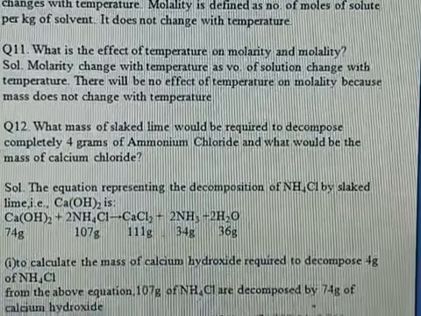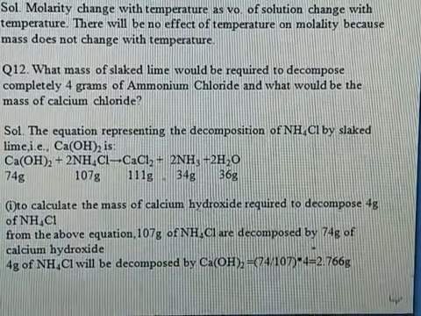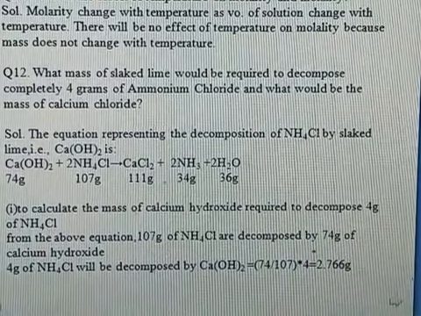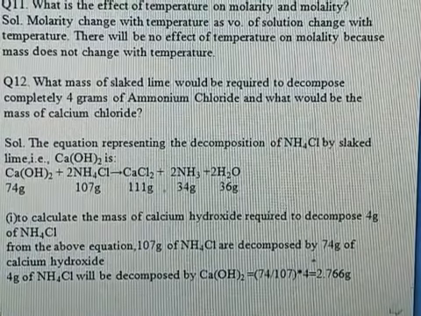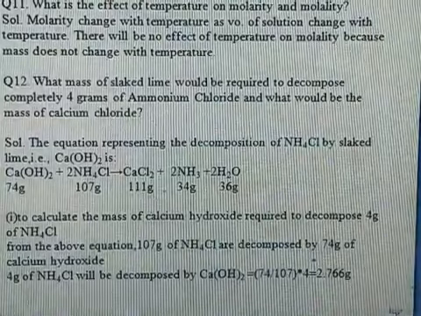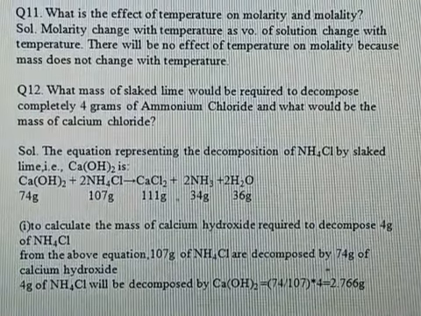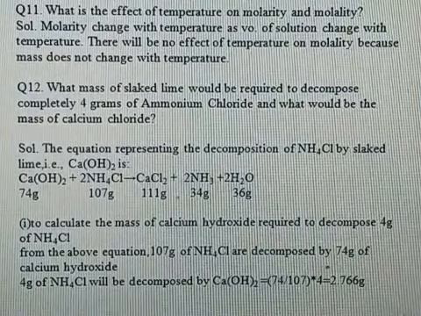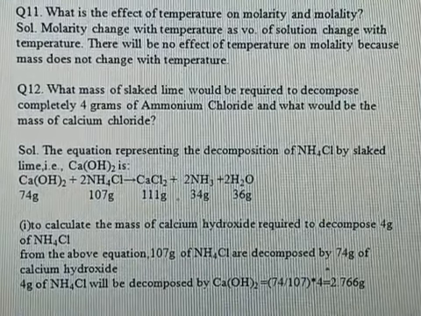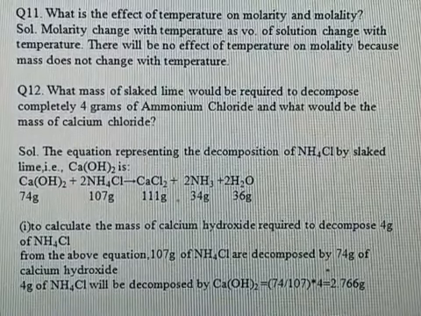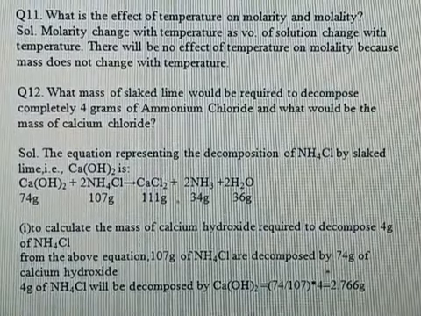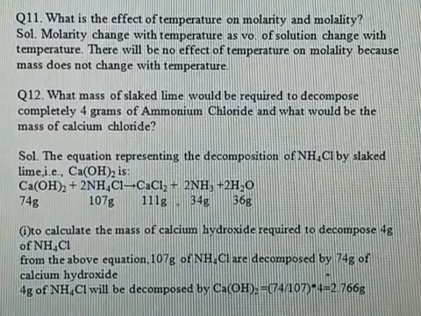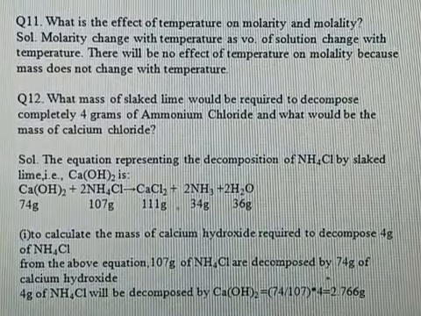Question number 12. What mass of slaked lime would be required to decompose completely 4 gram of ammonium chloride? And what would be the mass of calcium chloride? So first of all, we will write chemical equation for this. So according to chemical equation, calcium hydroxide, which is slaked lime, when it combines with ammonium chloride NH4Cl, it gives calcium chloride plus ammonia plus water molecule. Now we will balance this equation.